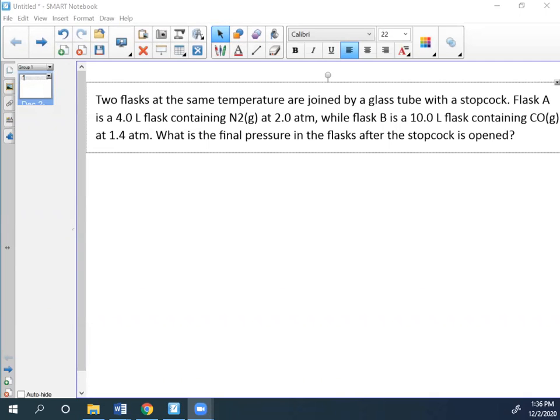at 2.0 atmospheres, while flask B is a 10.0 liter flask containing carbon monoxide at 1.4. What's the final pressure in the flask after the stopcock is open? So there are two things to do to this. You have a Boyle's law equation to do on this, and also a Dalton's law.